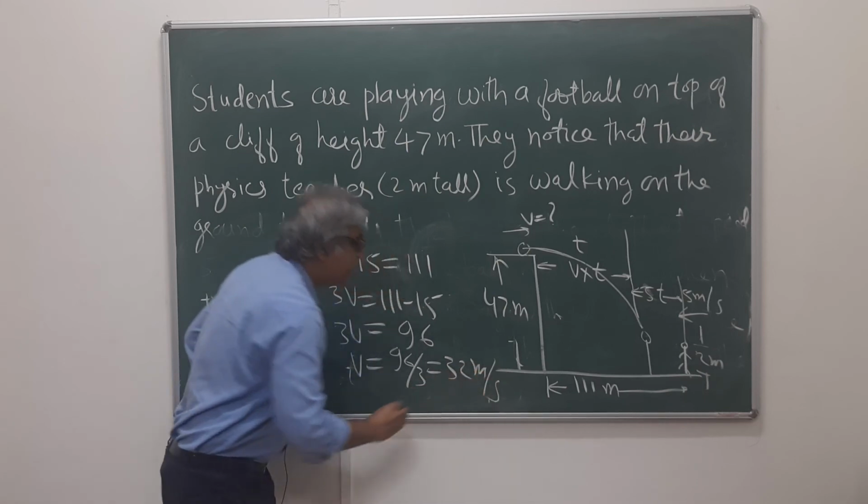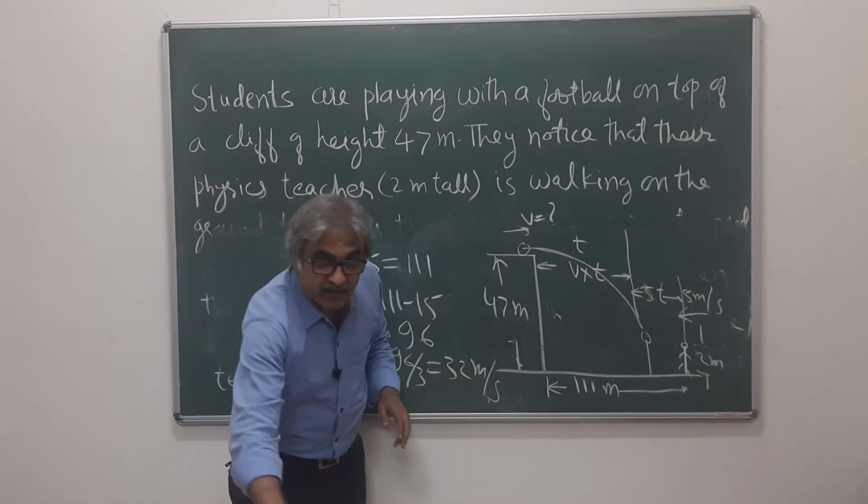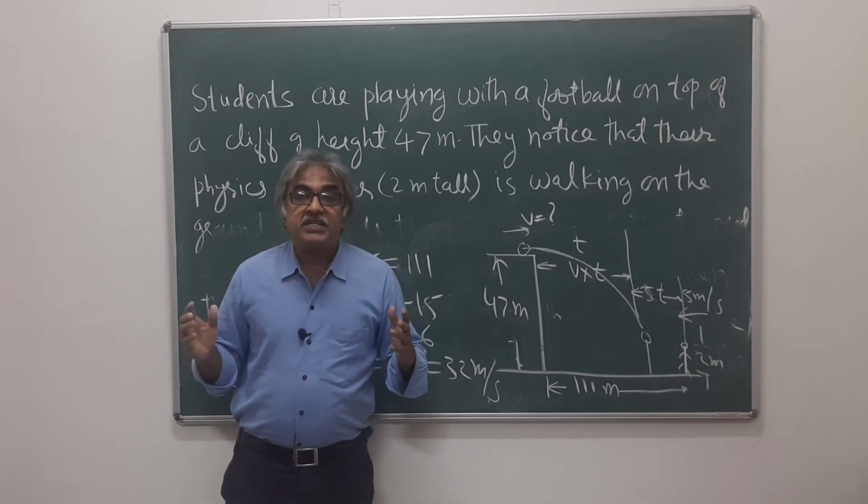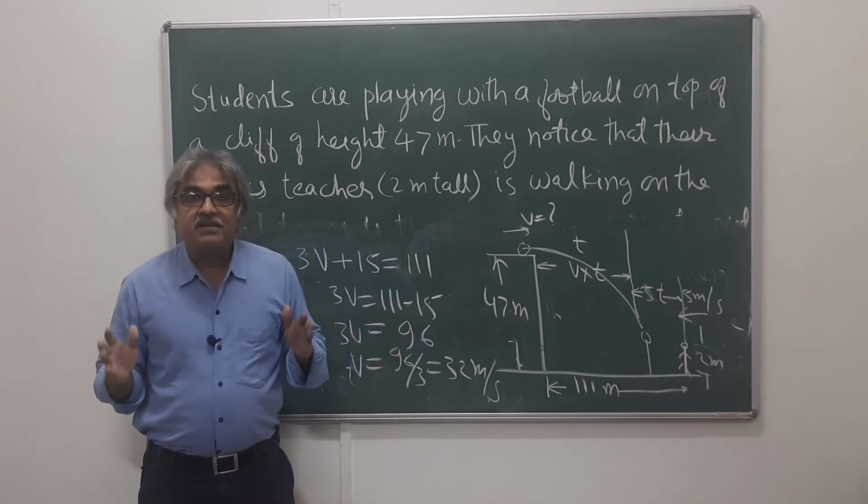meters per second. So the ball should be kicked horizontally with a velocity of 32 meters per second.